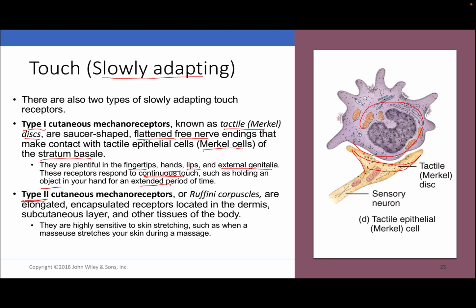Our type 2 cutaneous receptors, on the other hand, are also known as Ruffini's corpuscles. And these are kind of elongated, encapsulated receptors that are located down in the dermis, as well as in the subcutaneous layer. But we also find them in other tissues as well. These little guys are very sensitive to skin stretching. All right, and this is like when you've gone and gotten a massage or whatever, and you feel that person kind of smooshing you into the table, stretching your skin out. This is going to be our type 2 cutaneous mechanoreceptors, or our Ruffini corpuscles, that are detecting that.